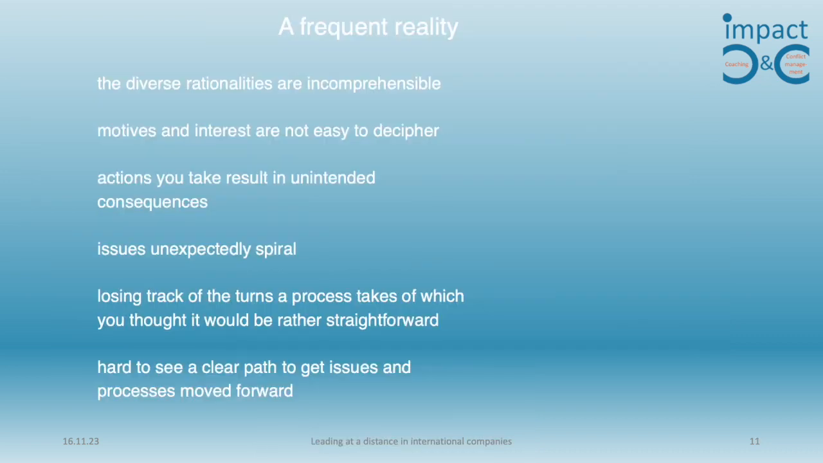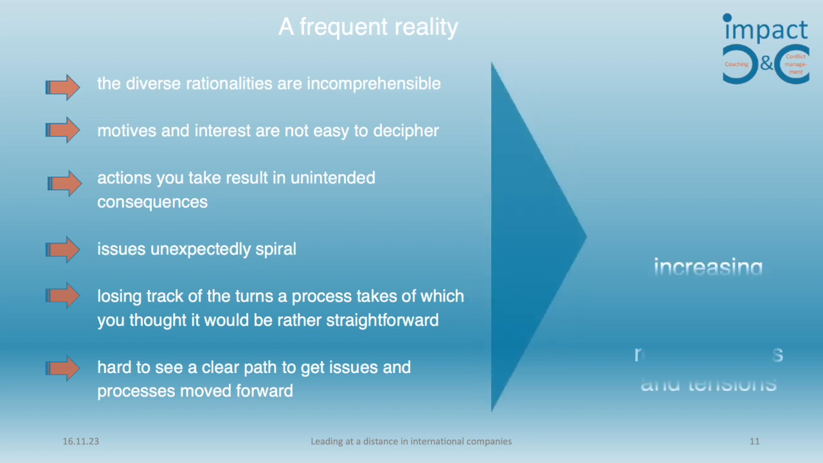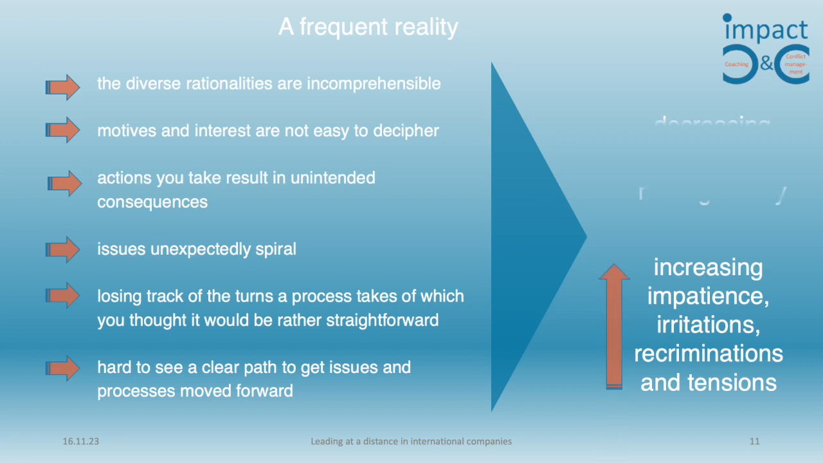Instead, you might know frequent instances when the diverse rationalities are incomprehensible, motives and interests are not easy to decipher, actions you take result in unintended consequences, issues unexpectedly spiral, you lose track of the turns of a process of which you thought it would be rather straightforward, and it is hard to see a clear path to get issues moved and problems resolved. These are leading to increasing impatience or disbelief, mutual recriminations and tensions, as well as a decreasing sense of manageability.